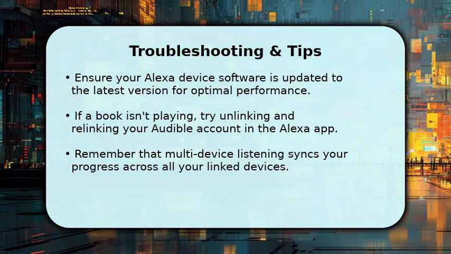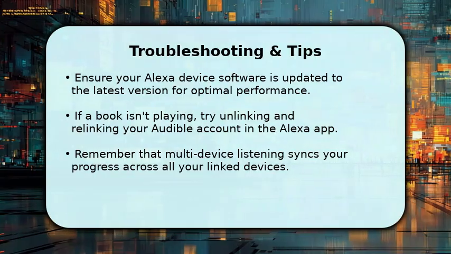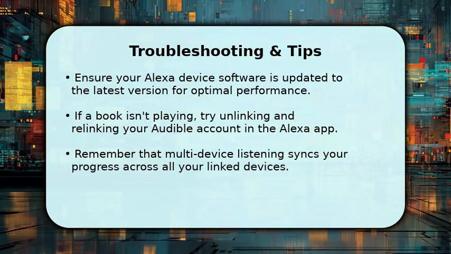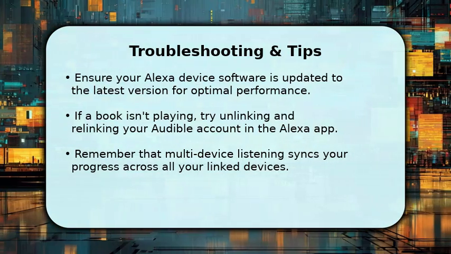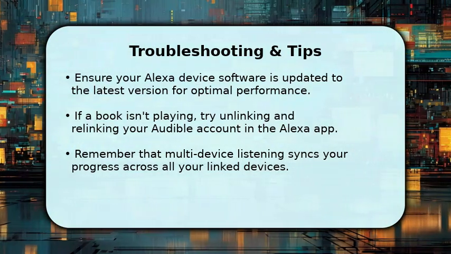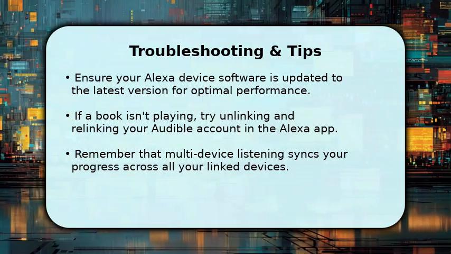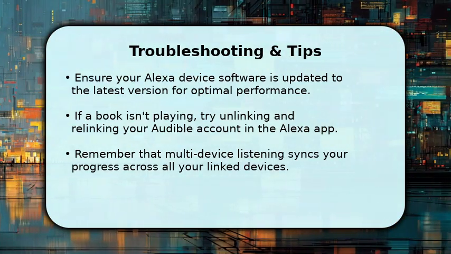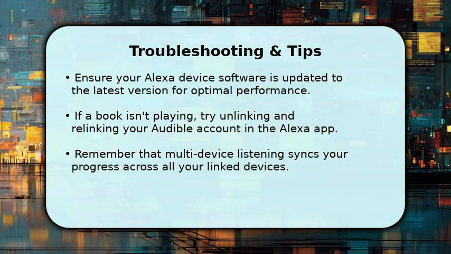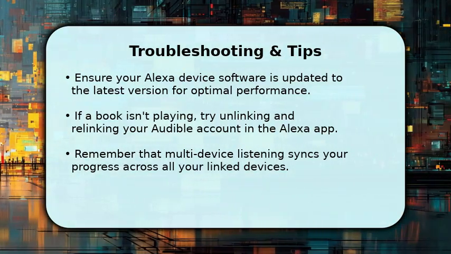Sometimes, you might encounter a small hiccup, but don't worry, there are easy solutions. Always ensure your Alexa device has the latest software updates installed, as this resolves many common issues. If a specific book isn't playing, try refreshing the connection by unlinking and then relinking your Audible account within the Alexa app. Also, remember that your listening progress automatically syncs across all your devices, allowing for a truly flexible experience.